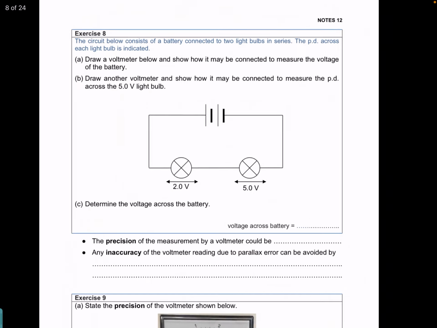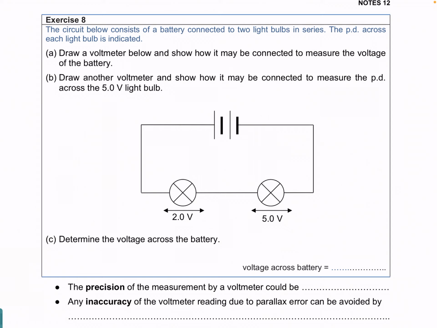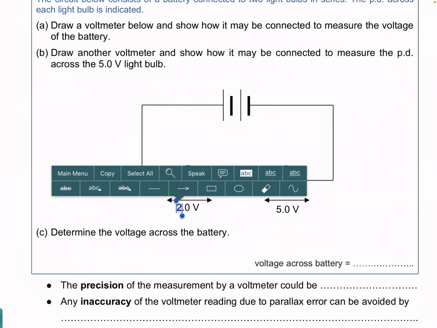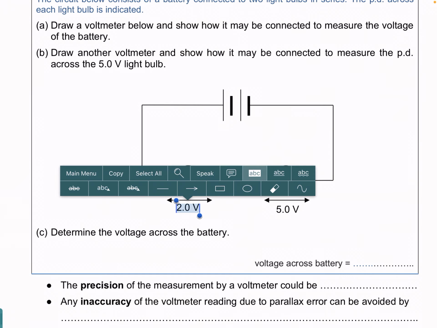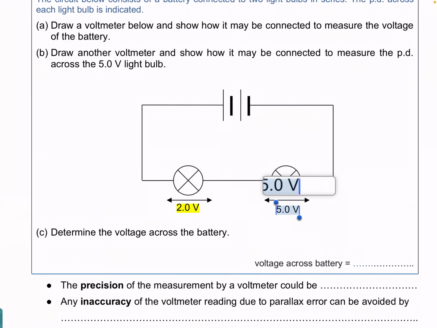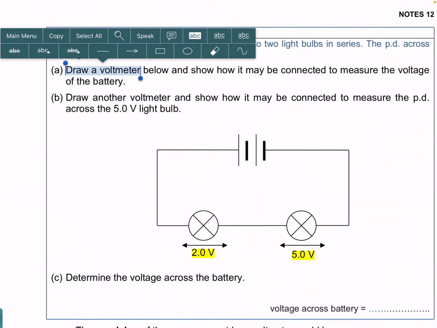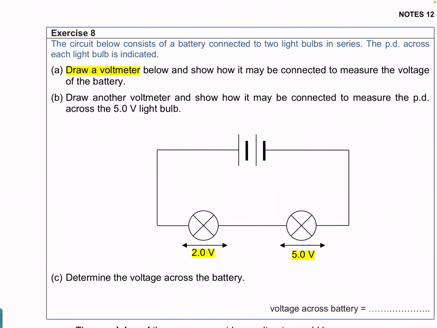Okay, right now we look at another circuit. We have a battery, and the potential difference or PD across each lamp is shown. First lamp has a PD of 2.0 volts, second lamp PD of 5.0 volts. In part one, you are asked to draw a voltmeter to show how it can be connected to measure the voltage of the battery.